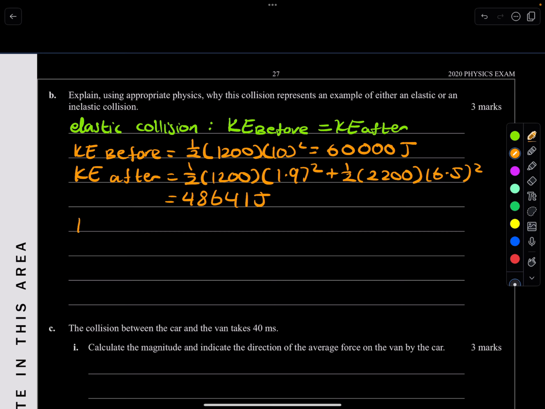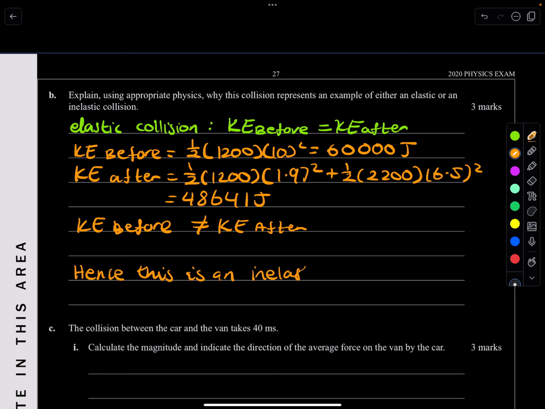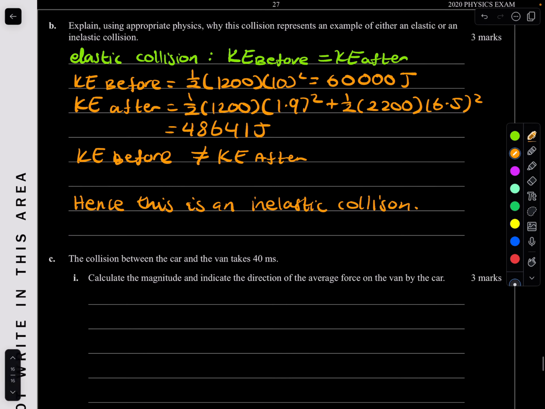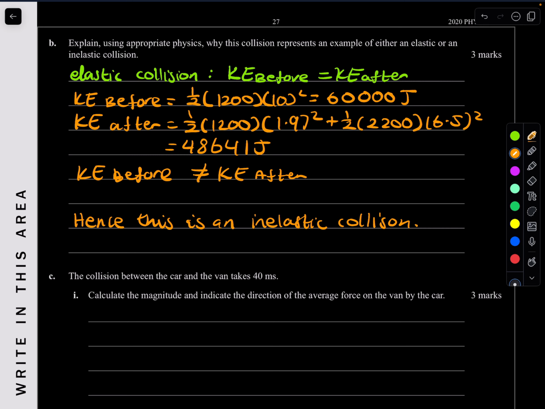So the kinetic energy before is not equal to the kinetic energy after. Hence this is an inelastic collision. Beautiful. One of the most typical questions you will get in exam. Whenever you do collision stuff, it's one of the easiest ways to get pretty much 3 marks. It's just doing this. Collisions, is it elastic or inelastic?